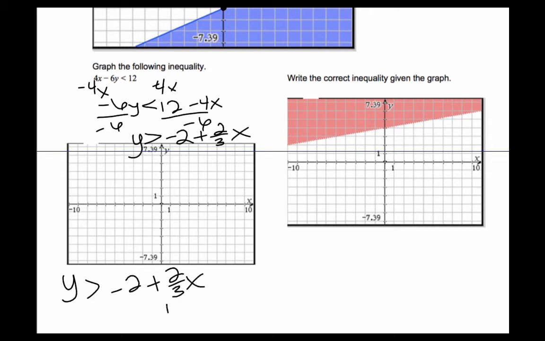Now in this scenario, this is my m and this is my b, right? The m is in front of the x. All right, so I need to graph this. I'm going to plot my y-intercept at negative 2, and I'm going to graph my slope 2/3. Up 2, over 3. Up 2, over 3. Down 2, over 3.